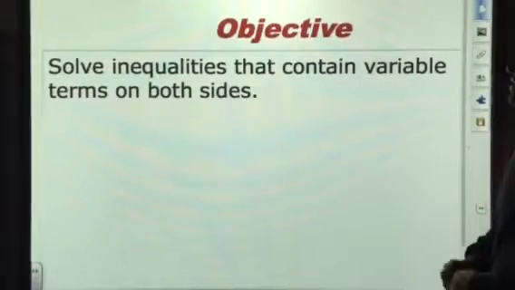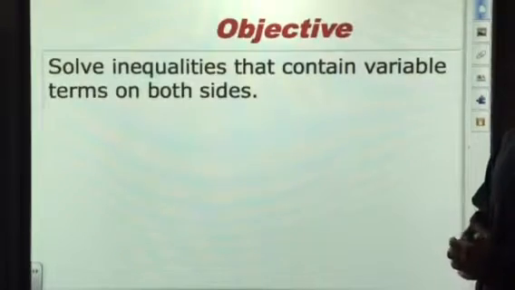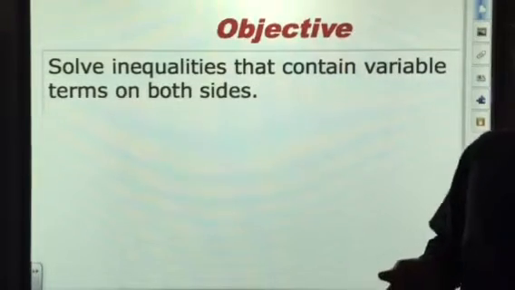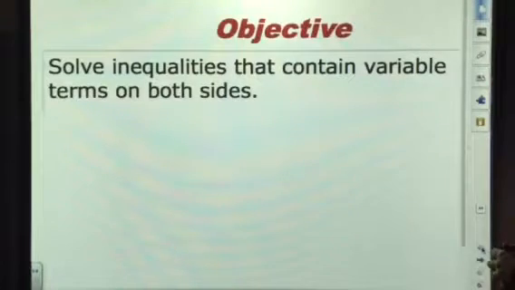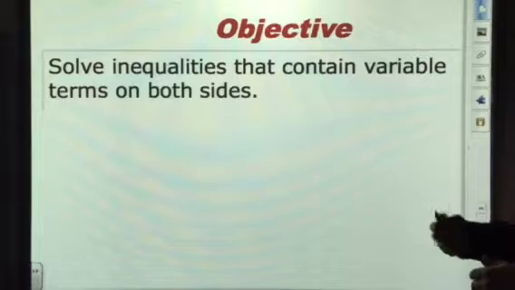Okay, this next set of videos that we have are for Algebra Chapter 3, Section 5. It's just one more layer than what we've been working with. We're going to solve inequalities that contain a variable on each side of the equation.